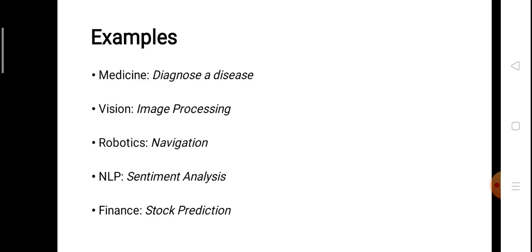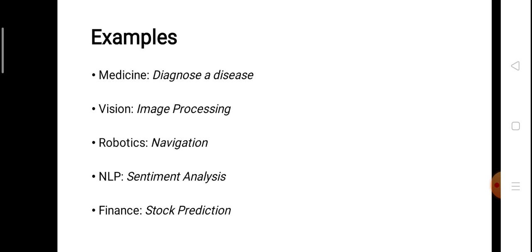If we talk about examples of machine learning, then in the field of medical science, it is used in the diagnosis of a certain disease on the basis of various symptoms of a particular patient. In the field of vision, it is used for image processing, and we all know that there are numerous applications of image processing. Then in robotics, it can be used as a navigator. Then in natural language processing, it is used for sentiment analysis, which is nothing but analyzing the sentiment of a certain group of people.